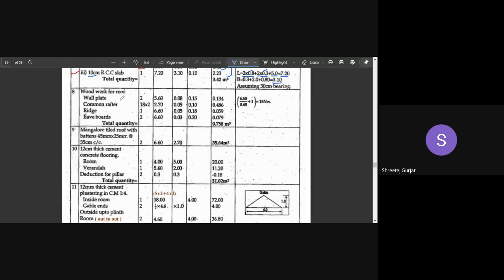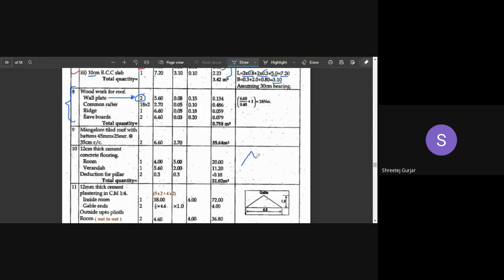No? Okay. Then the last quantity we will work out, that is woodwork for roof, and we will finish up today. So for wall plates, I have shown you where wall plates are provided. They are 2 in number, and the length is 5.6. They are running like this.